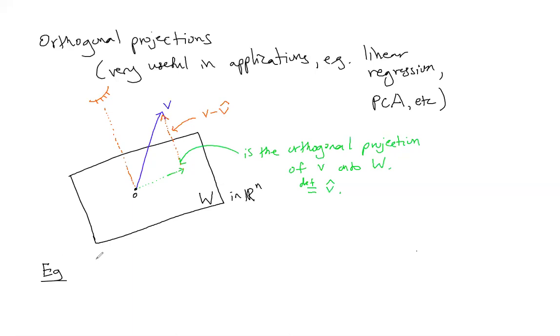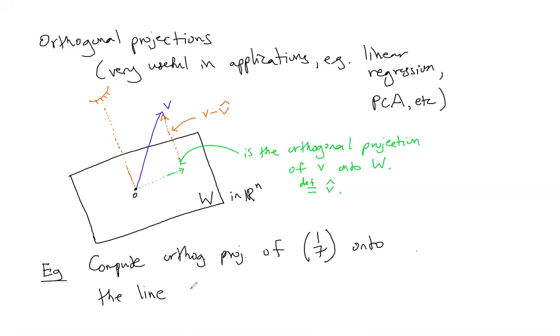Okay, let's compute the orthogonal projection of (1, 7) onto the line, the span of the vector (-1, 3).